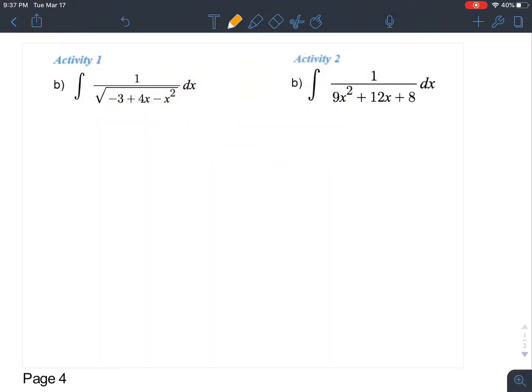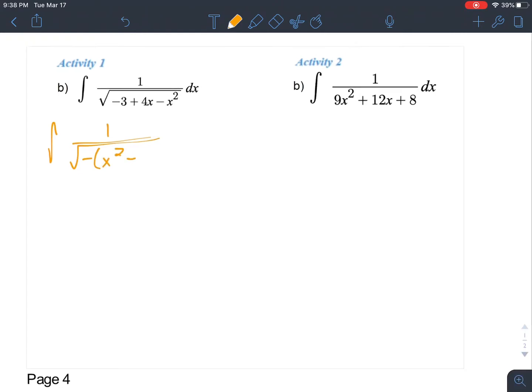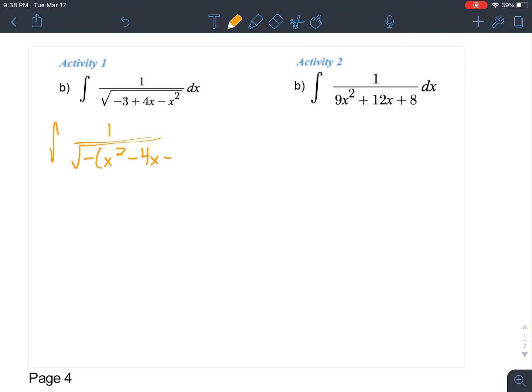Okay, now that you have tried these, I'm going to show how to solve them. Again, my hint at the beginning was that for the part that's inside the square root, I recommend that you factor out the negative first. So let's rewrite this as negative, and if it's easier for you to see this, you could switch it into standard form, as in putting x squared first, and then minus 4x, and then plus 3.